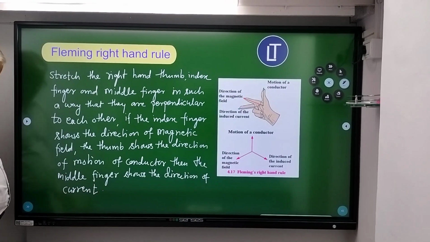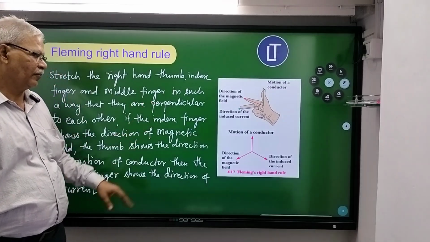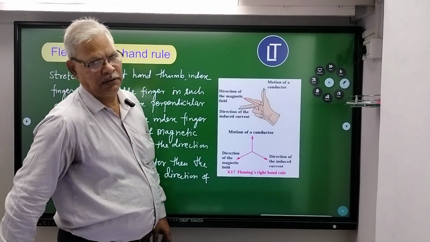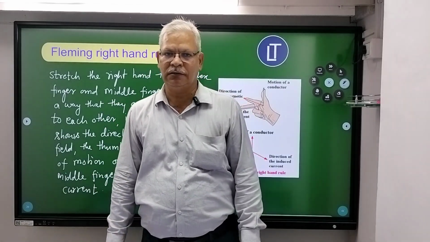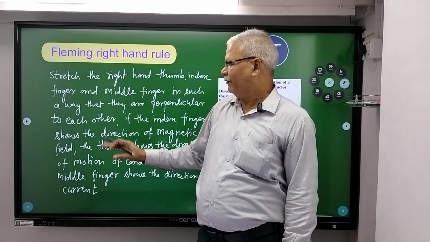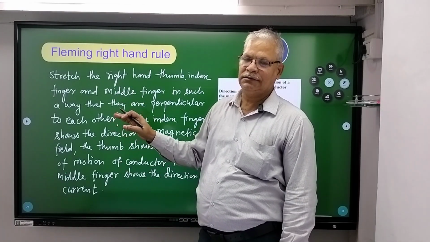This is the Fleming right hand rule, and on this principle our electric generator works. Okay, therefore our next topic will be the electric generator.